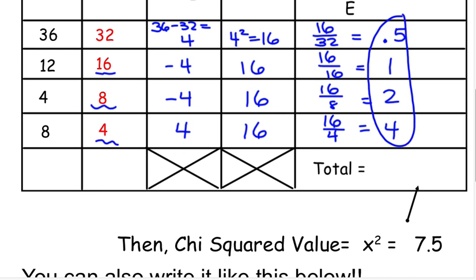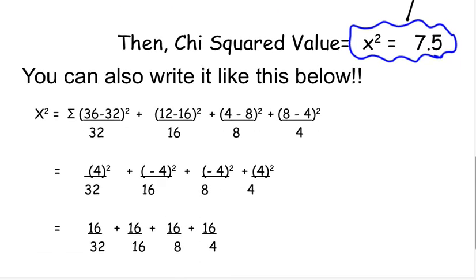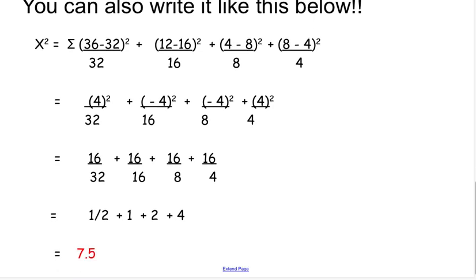These numbers right here in this last column. And you get 7.5. This is what we call the chi-squared value. We're going to use this later in another video. Now, look at this. If you like it written like this, you can do so. So that's taking the sum and writing it out like that. So you're welcome to do that if you want to. Or you can use the contingency table with the boxes.